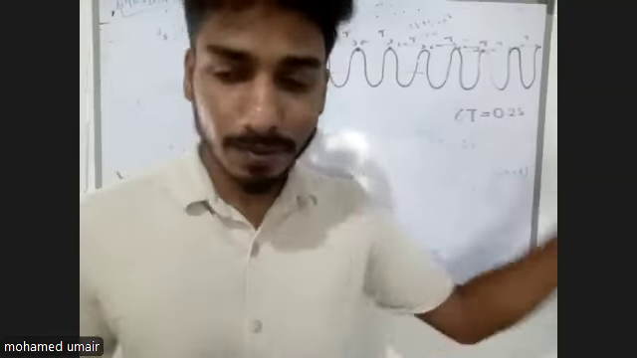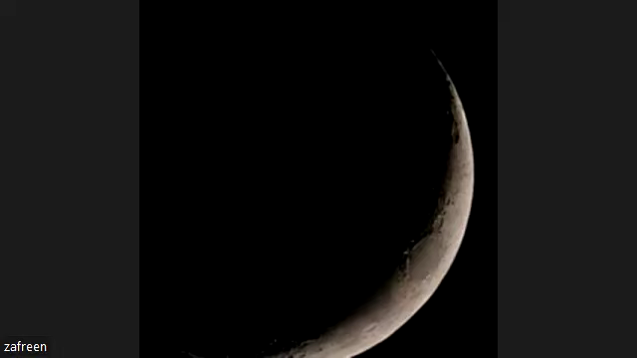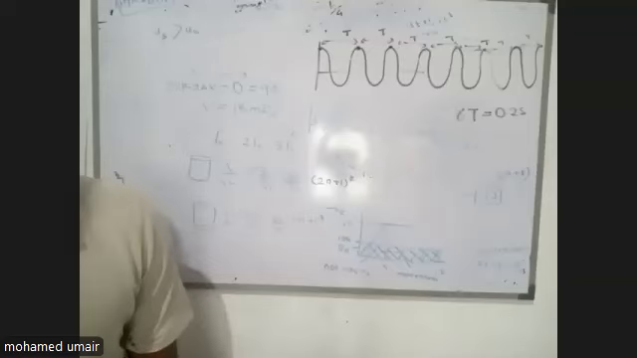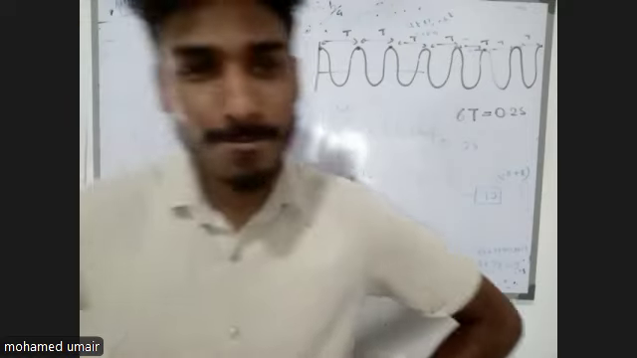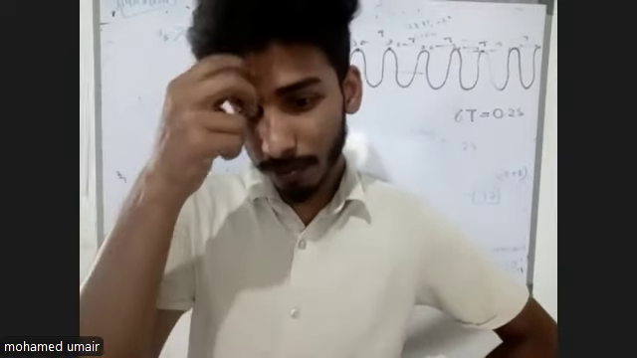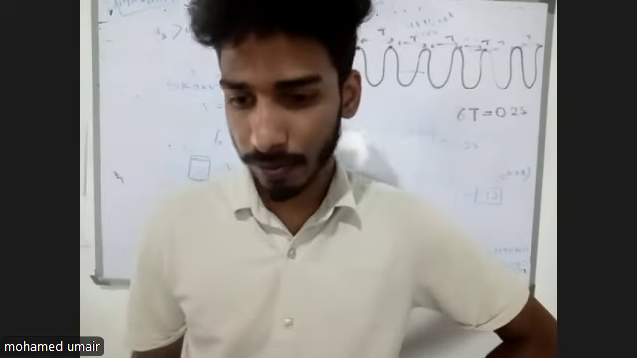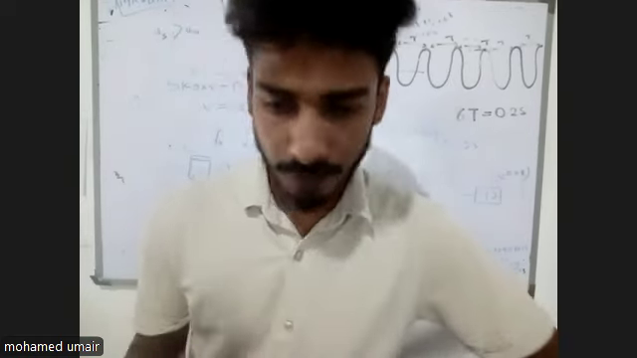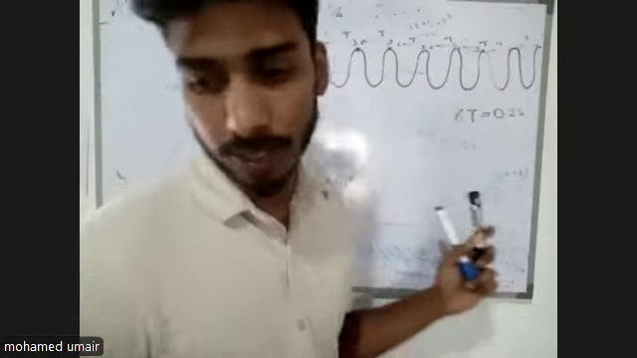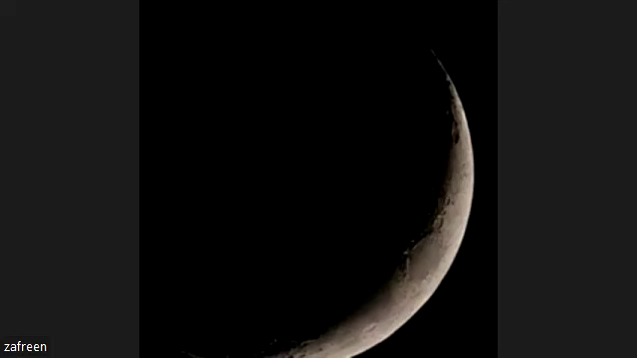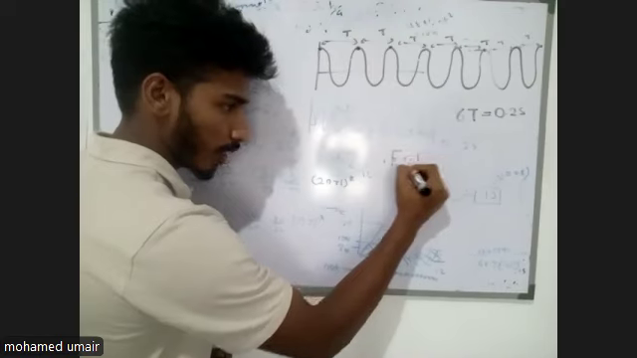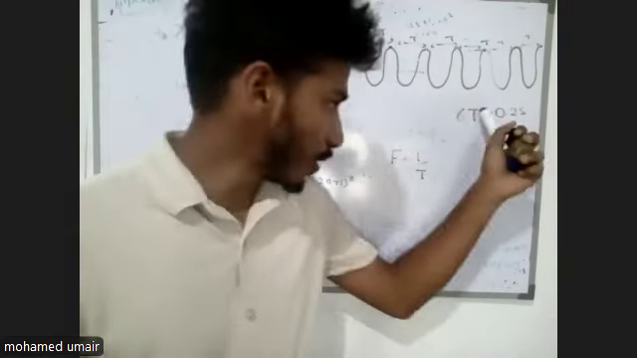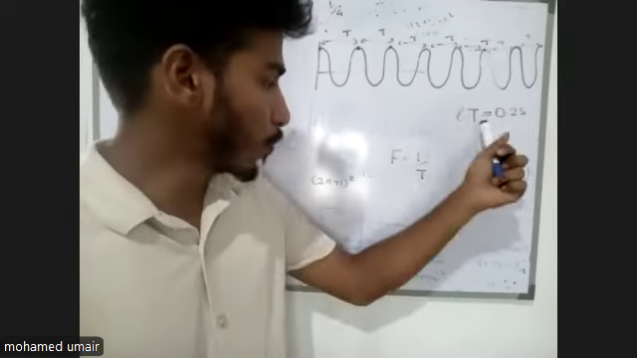Using the periodic time, how can you find the frequency? What equation? What is frequency equal to in terms of periodic time? The basic equation is f is equal to 1 over T. So by finding the periodic time, I'm able to obtain an answer for the frequency.